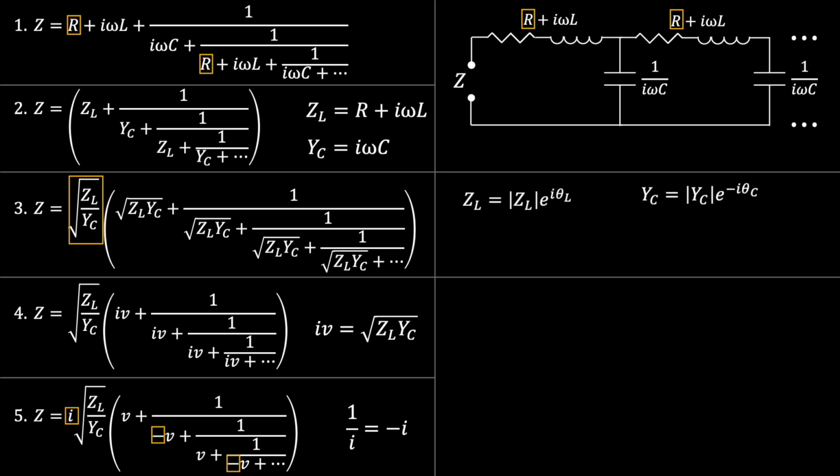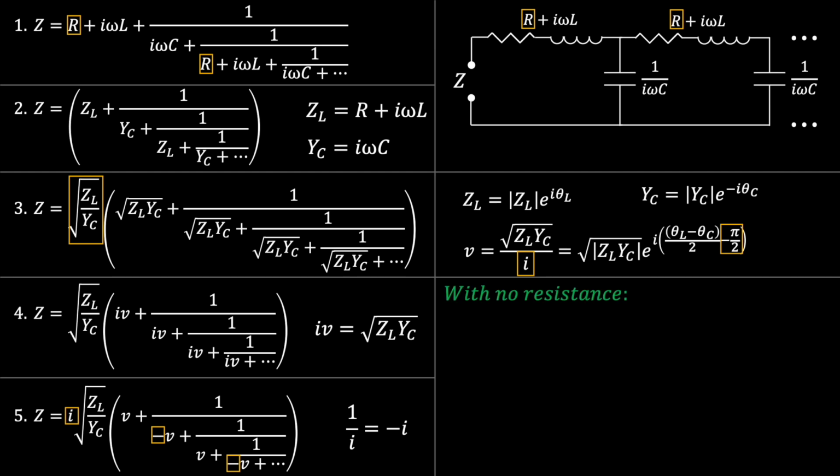ZL and YC can be represented as complex exponentials, with angles associated with the inductive and capacitive impedances, which I'll give more detail on in a second. V can now be defined as a complex exponential with an extra minus pi over 2 term that appears because of the imaginary unit that I forced in at step 4. With no resistance, the inductive and capacitive impedance angles are pi over 2 and negative pi over 2, respectively, and the reasoning for this is related to the behavior of voltages and currents inside those elements. These angles reduce the complex exponential in V so that V is just proportional to the magnitudes of ZL and YC, which is always a real number.